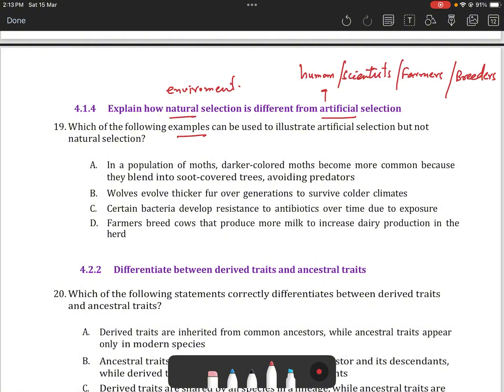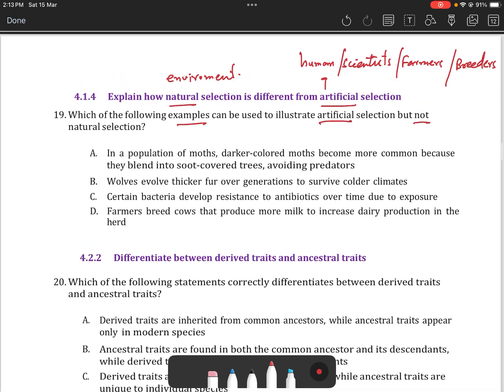Which of the following examples can be used to illustrate artificial selection but not natural selection? So it means there are three natural selections. Okay, so let's check. Dark colored moths become more common, so it is natural selection because it is happening naturally. Wolves evolve thicker fur. Okay, this is natural selection. Certain bacterial resistance, this is natural selection. Farmers, here comes the word that we are looking for. Farmers, or the breeders, see? So this is 100% the answer for artificial selection.